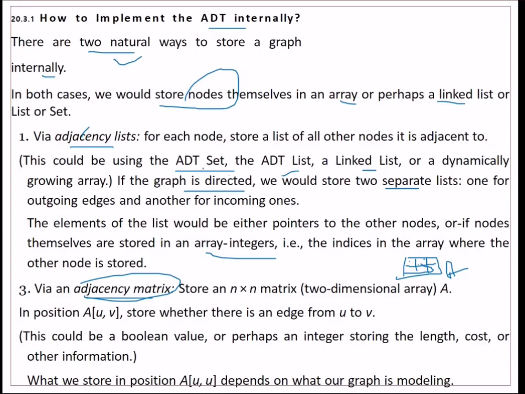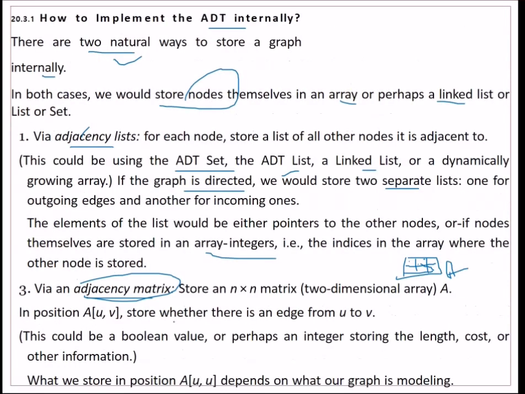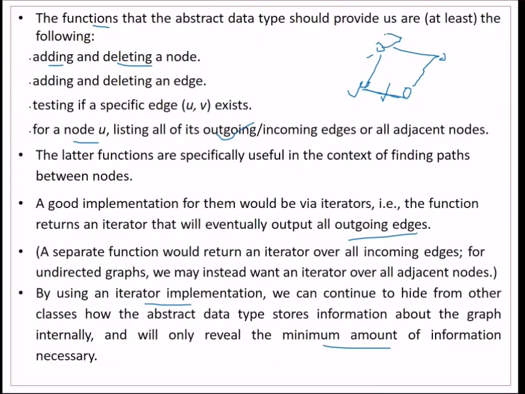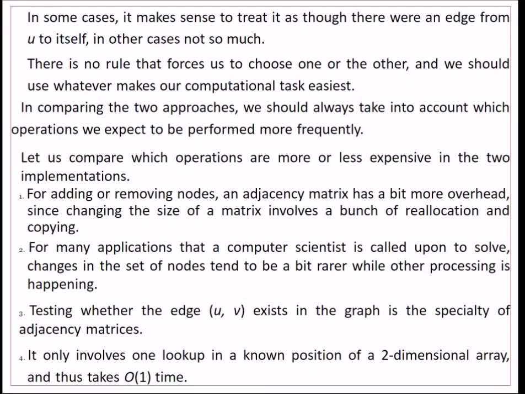It depends on what our graph is modeling. In certain cases, it makes sense to treat it as though there were an edge from U to itself. But in other cases, it may not be worth keeping it. So there is no rule that forces us to choose one or another, and we should use whatever makes our assigned computational task easier.